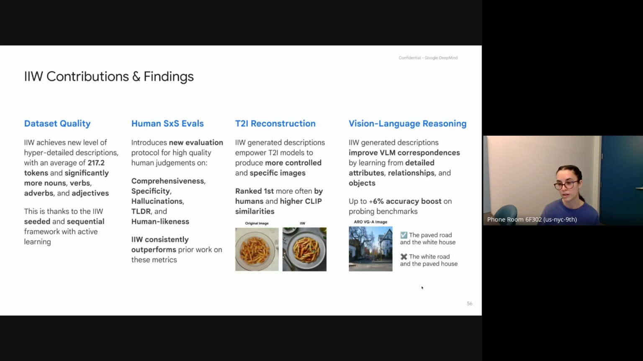And across both the human annotated side-by-sides as well as the model-generated evals, we see that IIW consistently outperforms prior work. Then we looked at 2 downstream tasks or applications of interest. In text-to-image reconstruction, we saw that models using ImageInWords were able to generate more controlled and more specific images, both being ranked first more often by humans, and also having higher clip similarities to the original images. And for the vision language reasoning data sets, we see that our descriptions ultimately included more attributes, relationships, and objects to boost accuracy on these probing data sets by up to about 6%, which is really awesome for improved vision language understanding.